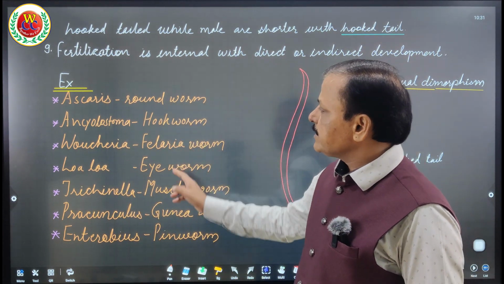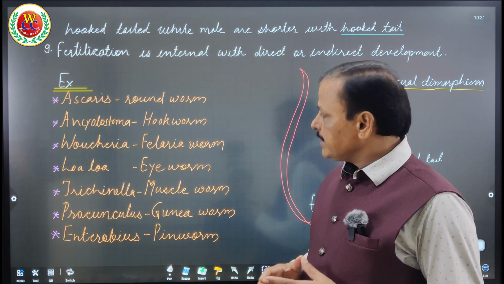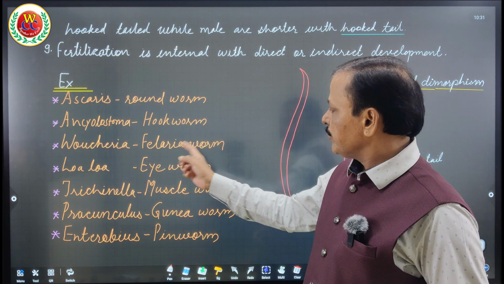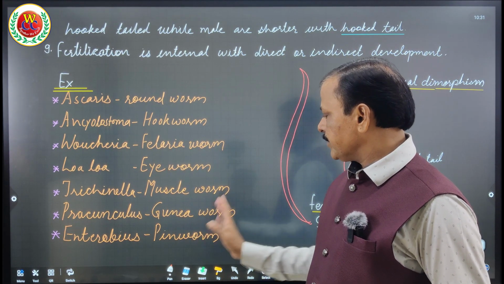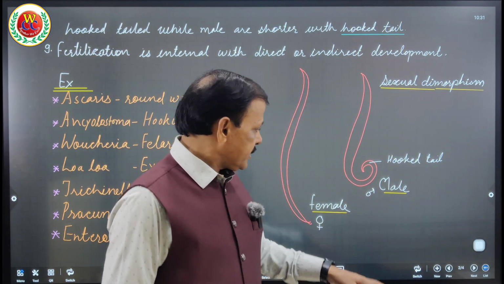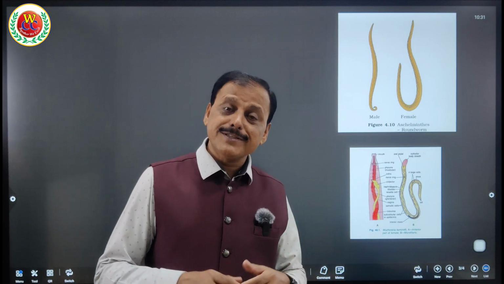These examples with these nicknames you have to remember, because in examinations, generally in NEET, they ask by their nickname also. So see roundworm, hookworm, filarial worm, eyeworm, mussels worm, guinea worm and pinworm. Remember this filarial worm. This causes elephantiasis. It is a very famous disease.